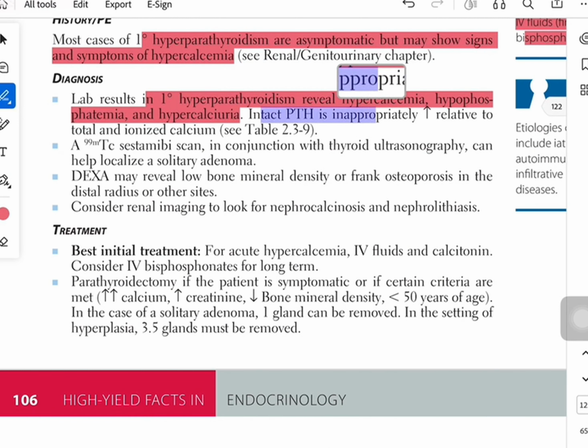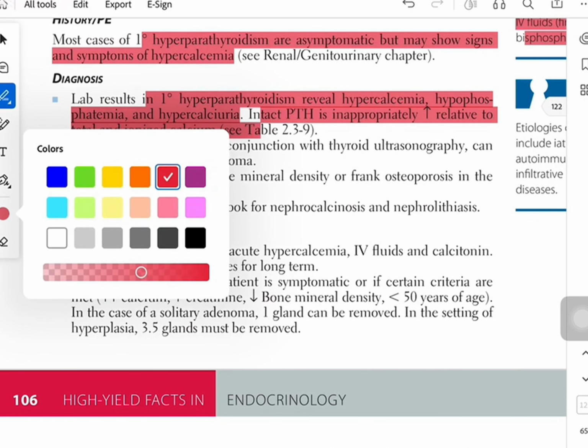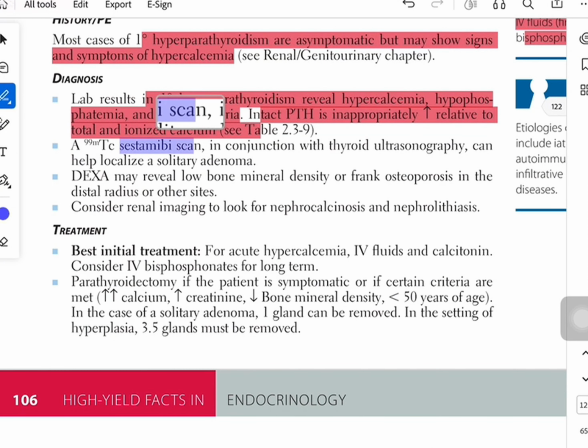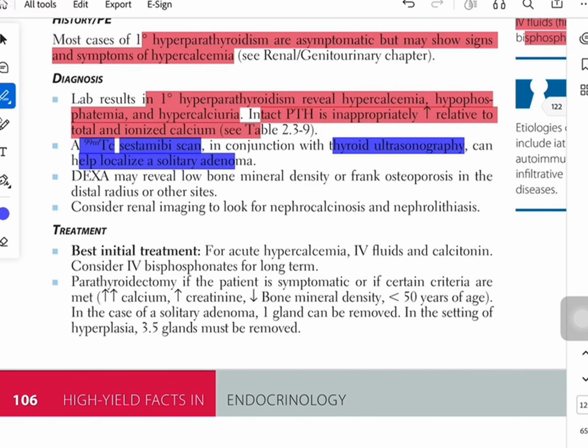Intact parathyroid hormone is inappropriately high relative to total ionized calcium. Other than that, maybe there is a problem such as a parathyroid gland tumor, so we perform a scan. What is the name of the scan? The sestamibi scan, the technetium-99m sestamibi scan, or the sestamibi scan in conjunction with thyroid ultrasonography, can help localize a solitary adenoma. It will tell us that there is an adenoma, a tumor in the parathyroid gland, and that's why we may be facing all these symptoms.